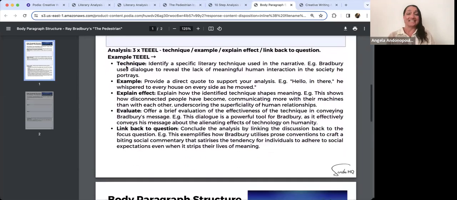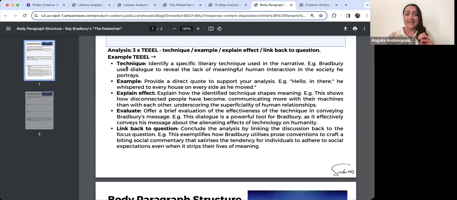Then we've got your TEALs: technique, example, explain, effect, link back to the question, a tried and tested structure for providing analysis. You don't have to have all of these steps. This makes for really strong, detailed analysis.